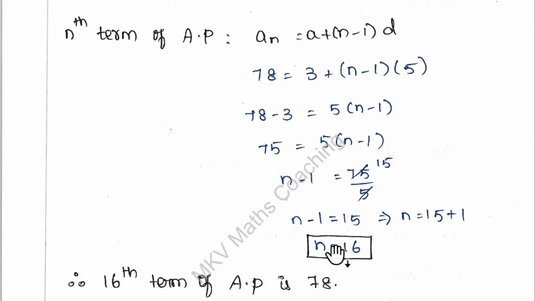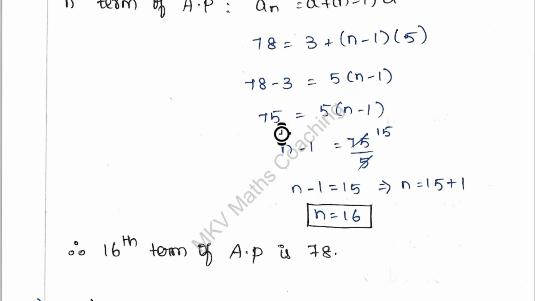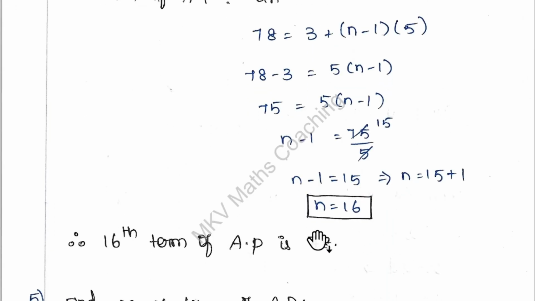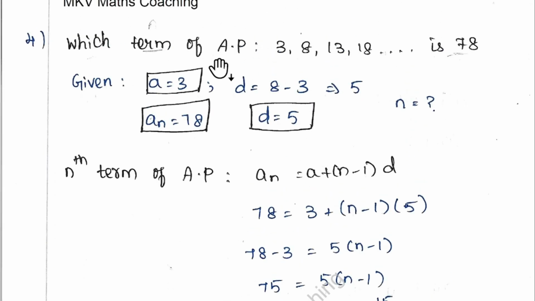So can you see, the 16th term of an AP is 78? Our required term is the 16th term. So A16 will be 78. Always understand the question: "which term of AP is 78" means you are going to find n, and this 78 is an.